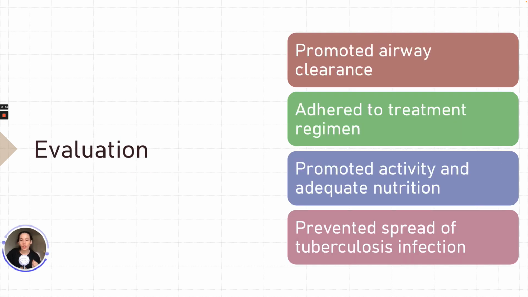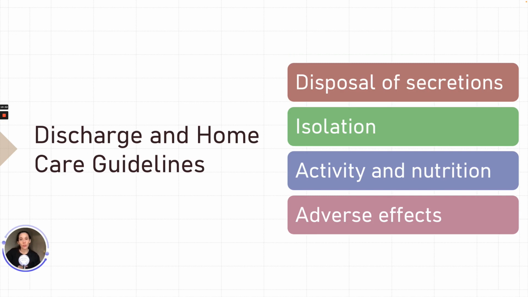So our evaluation could include things like, and it's going to depend what our patient outcomes are. So promoted airway clearance, adhered to treatment regimen, promoted activity and adequate nutrition, and prevented spread of tuberculosis infection. So our discharge and home care guidelines will include disposal of secretions, so cough and sneeze into tissues and dispose in a separate trash can. Isolation, wear a mask when going outside of the room. Activity and nutrition, reminding the patient to take a lot of rest and eat balanced meals. And adverse effects, we want to teach them about adverse effects to watch for with the medications.